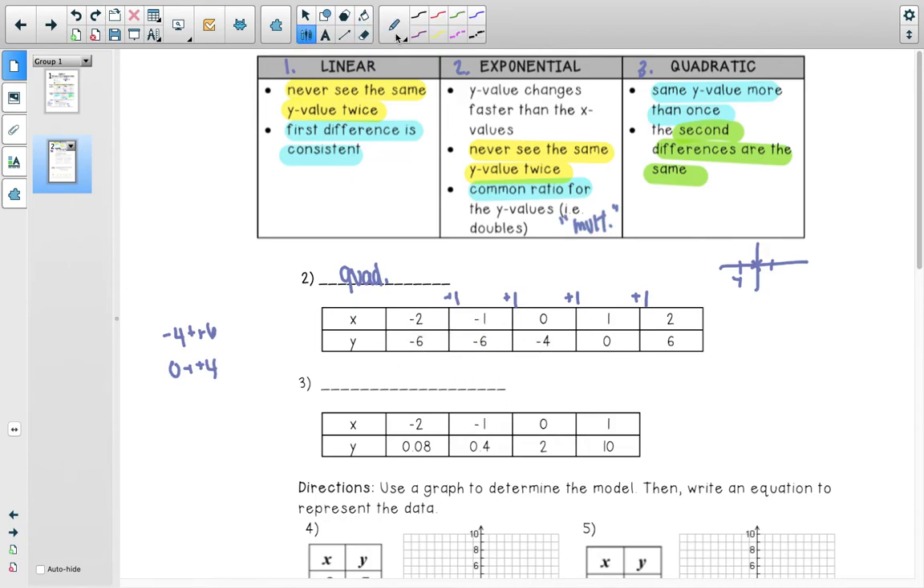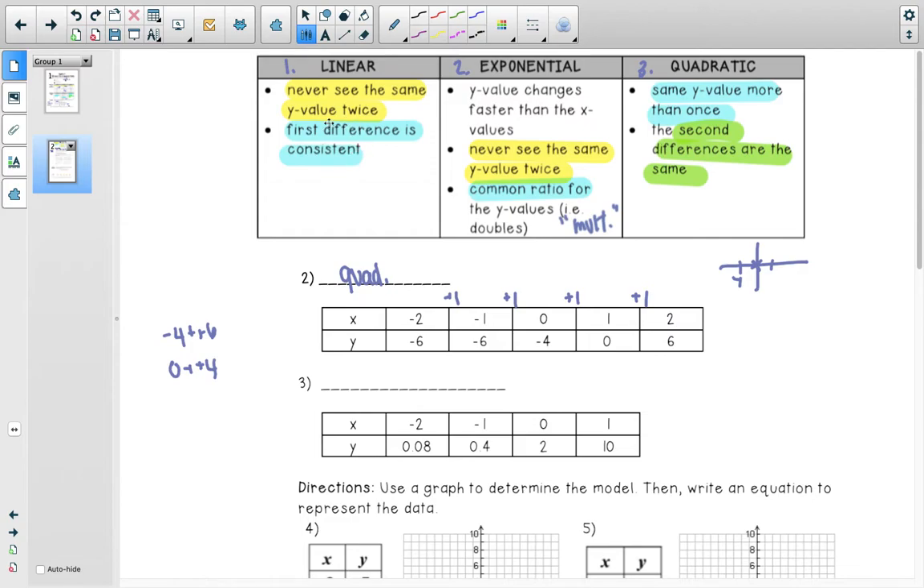All right, so with the next problem, we have to see, is there a common difference? Or is there a difference between them? And common differences you can say. So 0.4 minus 0.08 is 0.32. And 2 minus 0.4 is 1.6. So automatically it's not linear because there's no consistent difference between them. So linear is off the table.